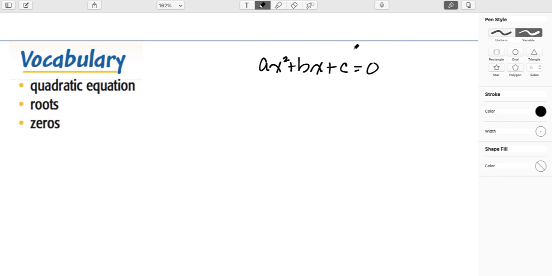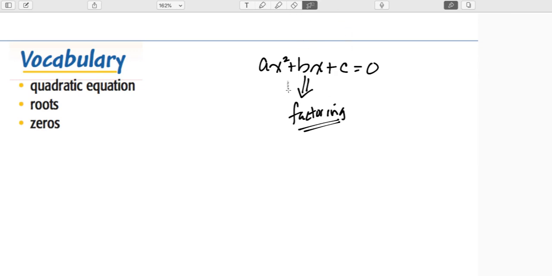So we have in the past solved quadratic equations by factoring. That was our one trick pony that we have. We can solve it by factoring. And this is a great method as long as it's factorable. If it's not factorable, then we run into some problems. So you remember the deal.